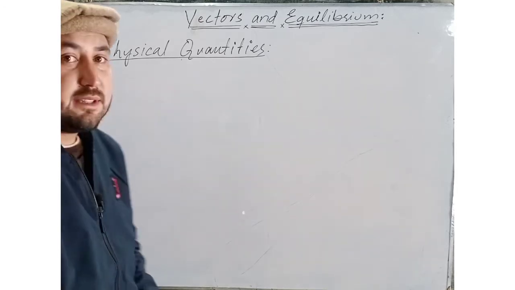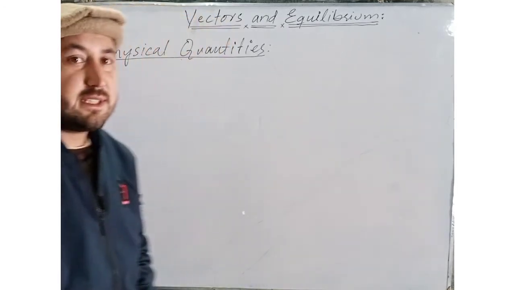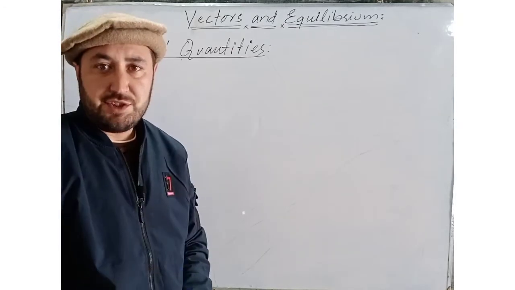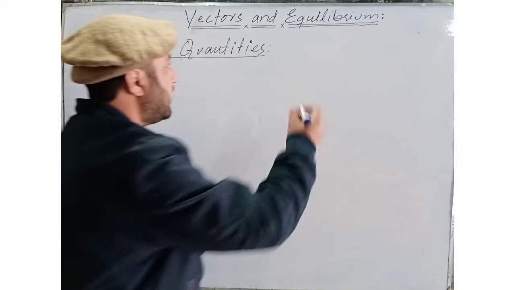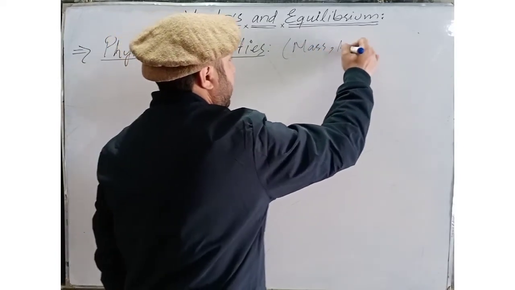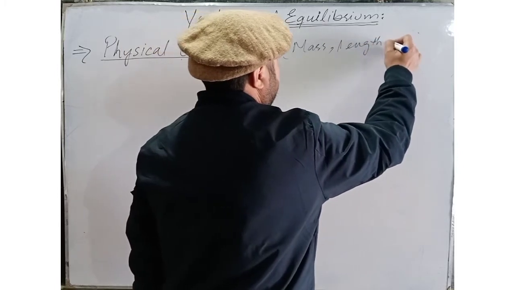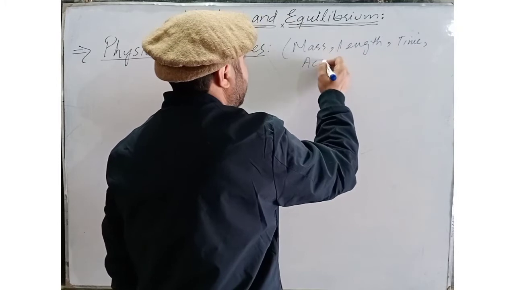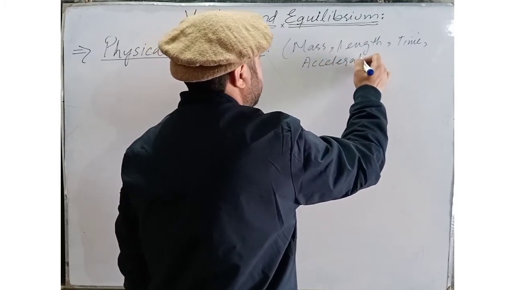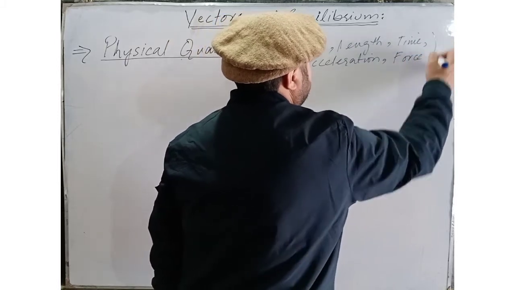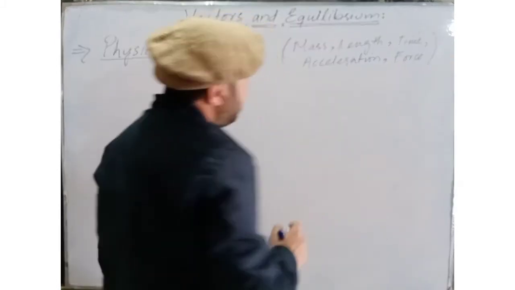As we discussed in our last video lectures, physical quantities are such quantities which can be measured. So we can have many physical quantities like mass, length, time, and we can even have acceleration, right? These were the derived physical quantities, force, momentum, etc.